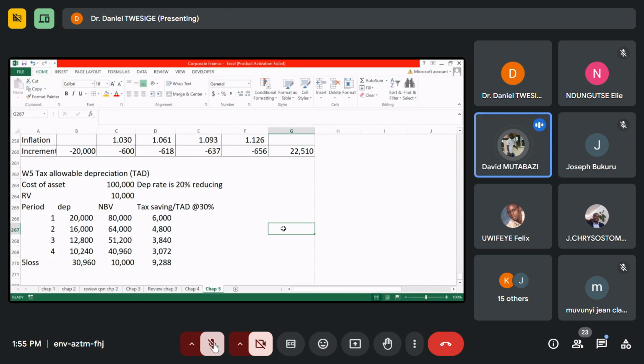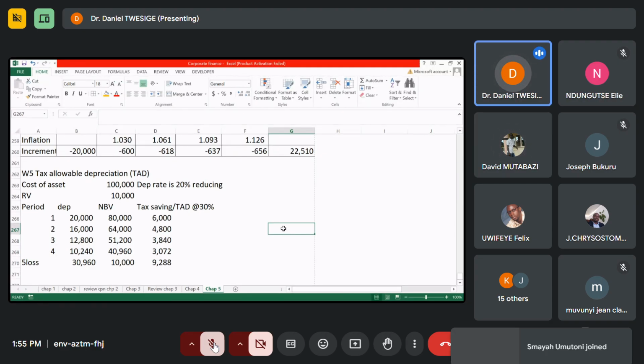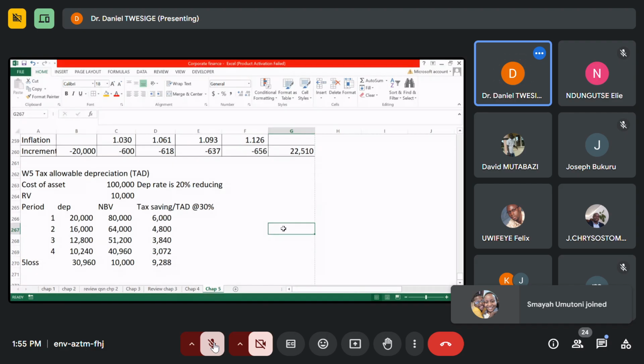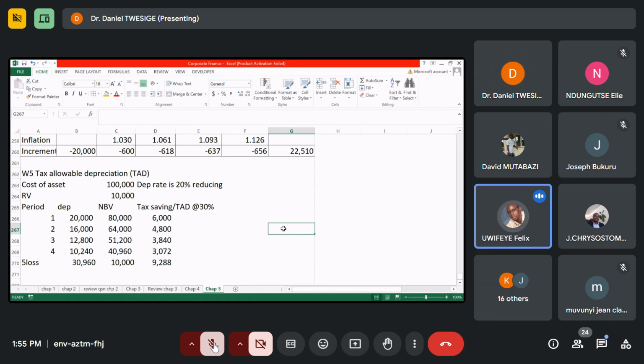Lecture. Yes. So, if it is a tax payment, why are you calculating a tax saving on loss? Because the loss is an expense. And because it is an expense, you are going to save tax on it. Okay.